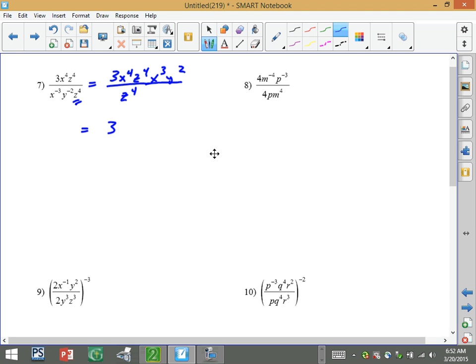We have 3, there are now 7 x's, there are 2 y's, z to the 4th. There are 4 z's in both the numerator and denominator, which means they're all going to cancel, leaving us with 3x to the 7th, y squared. Here the 4's will cancel right away.